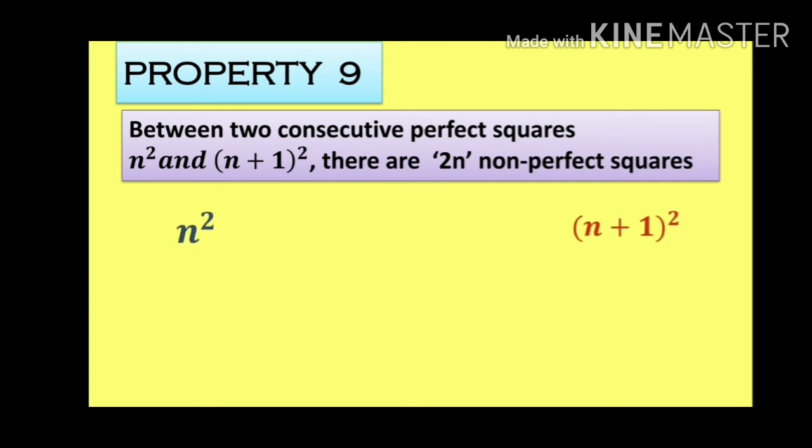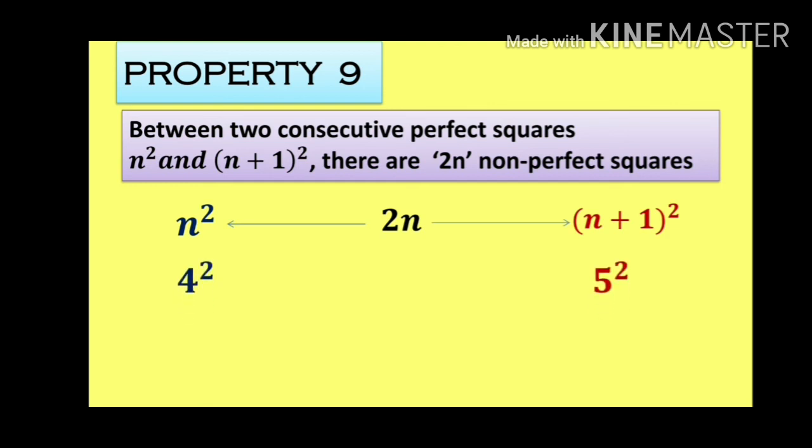You can see here, suppose we take two consecutive squared numbers, in between them there will be 2n non-perfect squares. Let's take an example, 4 square and 5 square. This says that if you find the numbers in between 4 square and 5 square, there will be 2n non-perfect squares. Now here n is 4. That means we will have 2 fours are 8. 8 non-perfect squares. Means these 8 numbers will not be square numbers.